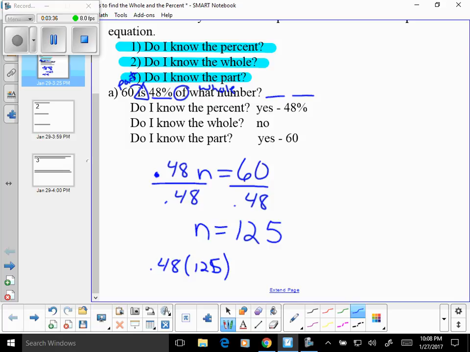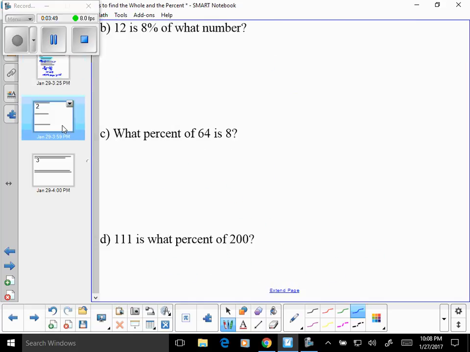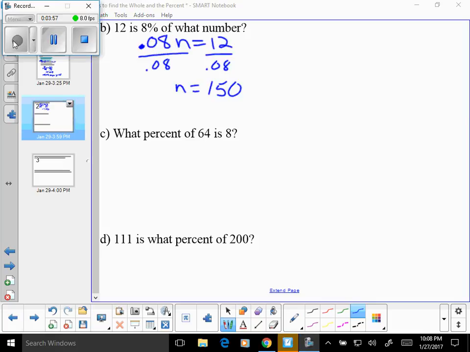Whoops, better write it correctly. Do you get 60? If you do, then you should have done the problem correctly. Okay. Here's example B. It's very much like A, so hit pause, and you try B. This is how B should look.